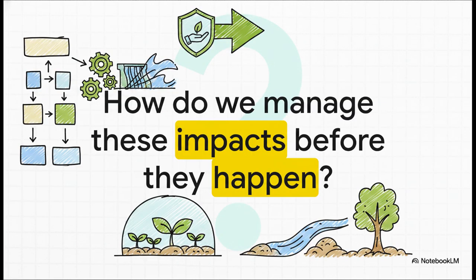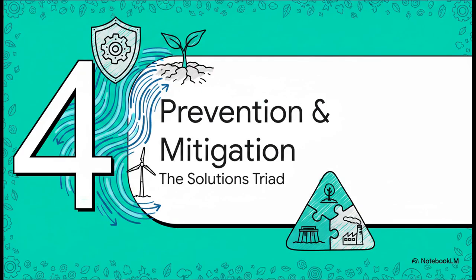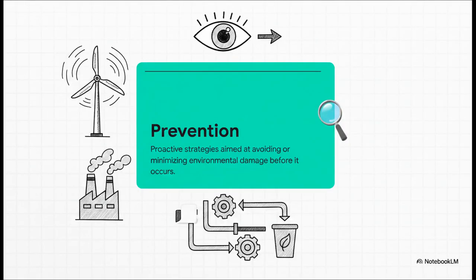Which brings us to the million-dollar question for any environmental professional taking this course. Once you've documented all these potential disasters, how do we actively manage these impacts before they occur? That leads us perfectly to Section 4, Prevention, Mitigation, and Conservation, what we call the Solutions Triad. Let's break down the 3 ultimate management goals of the EAI framework.